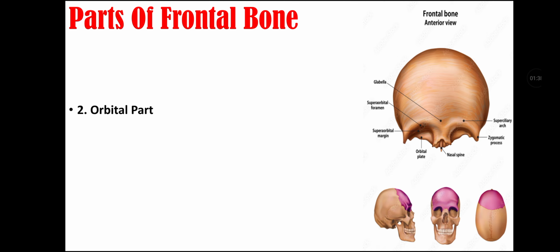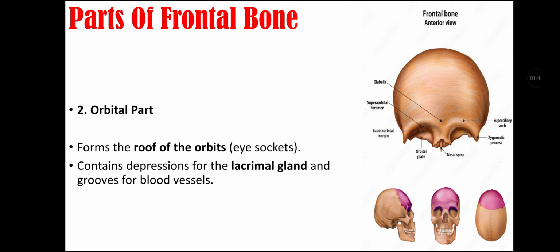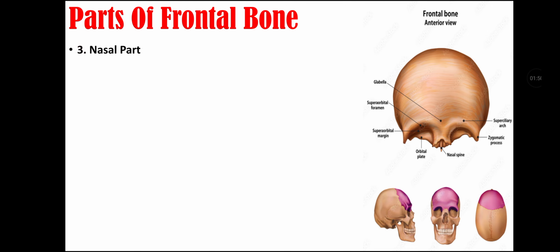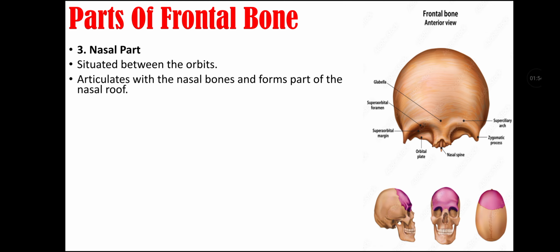Next part of frontal bone is orbital part. This part forms the roof of the orbits, that is called as eye sockets. It contains depression for lacrimal gland and grooves for blood vessels. Next part of frontal bone is nasal part. It is situated between the orbits. This part articulates with the nasal bone and forms part of nasal roof.